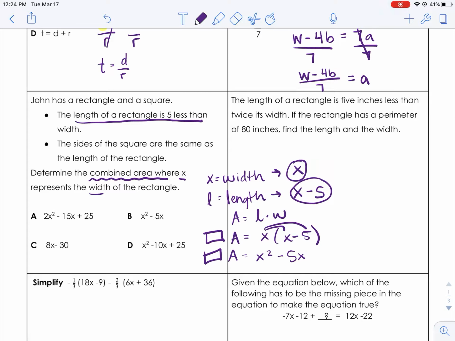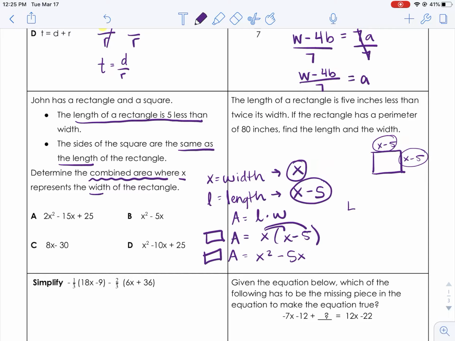Well, now we need to find the area of our square. This says the sides of our square are the same as the length of the rectangle, so each side of our square is going to be x minus 5. If you think about a square, that means every single side is x minus 5. And you find the area of a square the same way: side times side, or side squared. That can also be length times width. So we're going to end up doing x minus 5 times x minus 5.